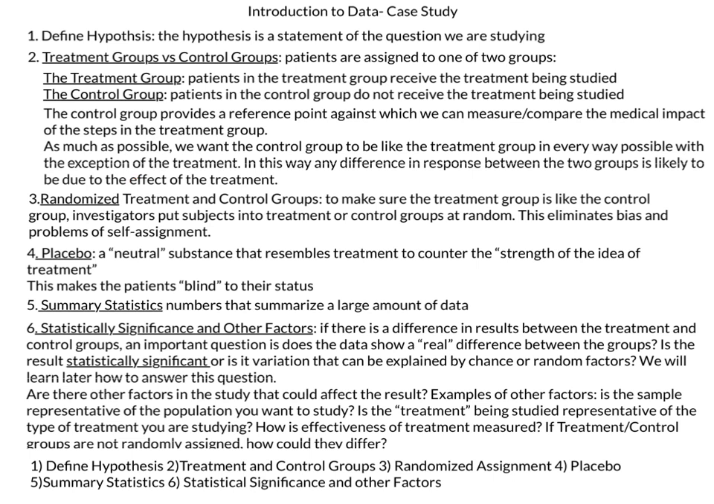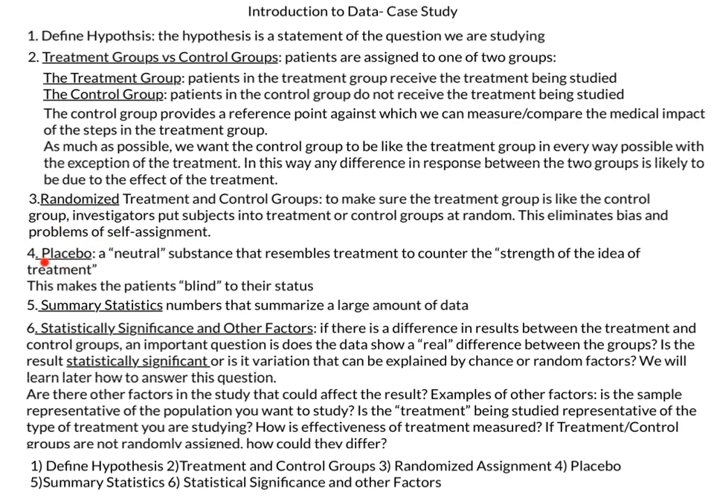And part of making our treatment and control group look as much alike as possible is that we try to randomize assignment of people into treatment and control groups. To make sure the treatment group is like the control group, investigators put subjects into treatment or control groups at random. This eliminates bias and problems of self-assignment.